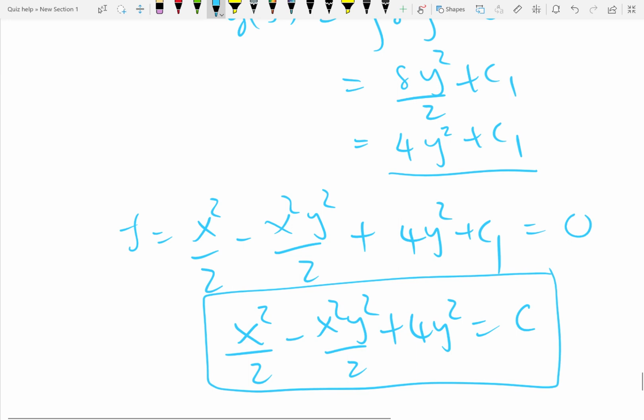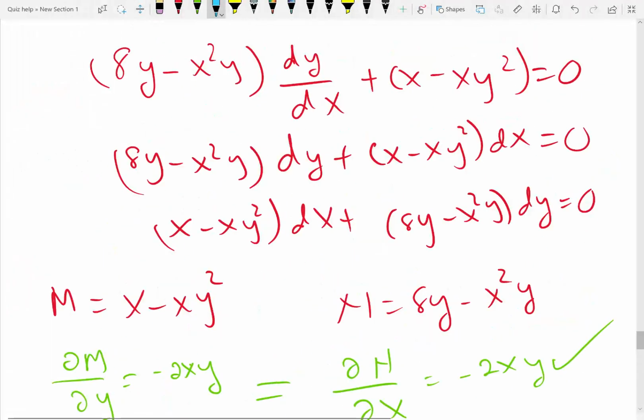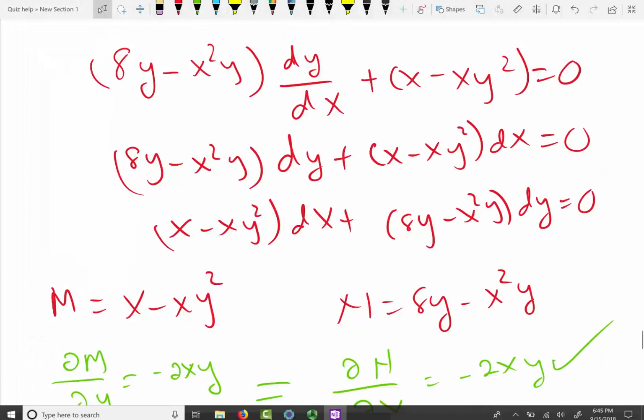So that is how we solve a differential equation using the exact equation method. Okay, all right, thank you very much.